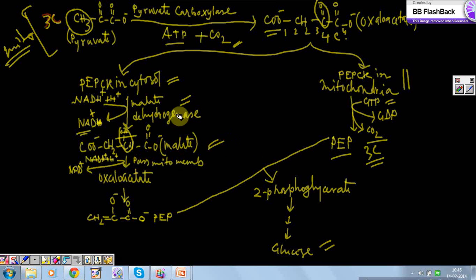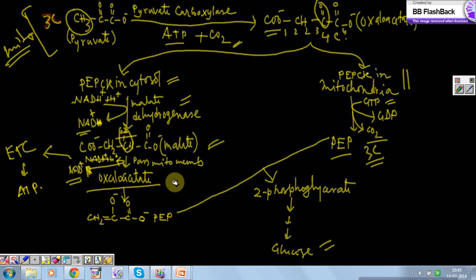Now this malate can pass through the mitochondrial membrane, and then again it gets reoxidized. This is the wrong side of the arrow. The arrowhead should be on this side. So here again NAD plus comes into play, and it takes away the hydrogen from the malate and reoxidizes the malate into oxaloacetate, and now NAD plus becomes NADH plus H plus, and goes into the electron transport chain in the mitochondria to produce ATP.